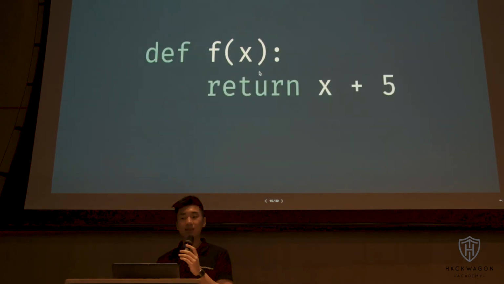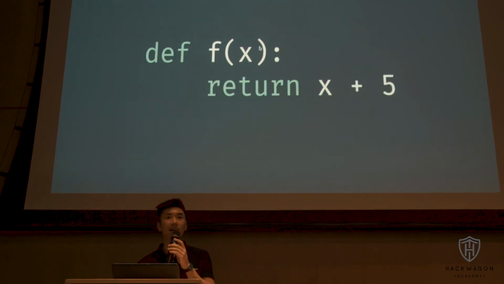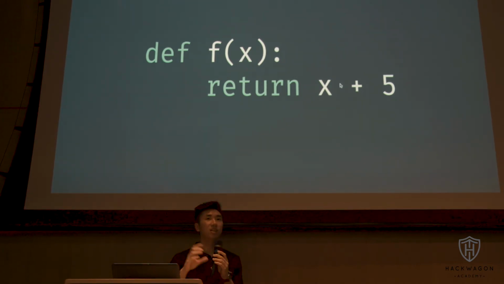So the equivalent in Python of f(x) is def f(x): return x plus 5. So it takes in an x and it returns x plus 5. Now, this is your transformation that you will be doing in your data set.